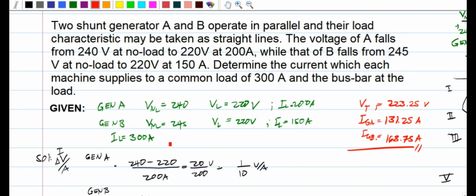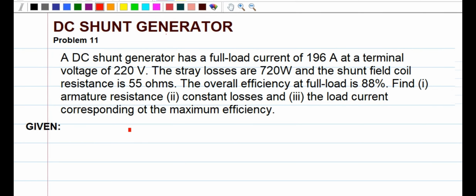Thank you. Okay, here is another problem for the DC shunt generator. A DC shunt generator has a full load current of 196 amperes at a terminal voltage of 220 volts. The stray losses are 720 watts and the shunt field coil resistance is 55 ohms. The overall efficiency at full load is 88%. Find the armature resistance, constant losses, and the load current corresponding to the maximum efficiency.